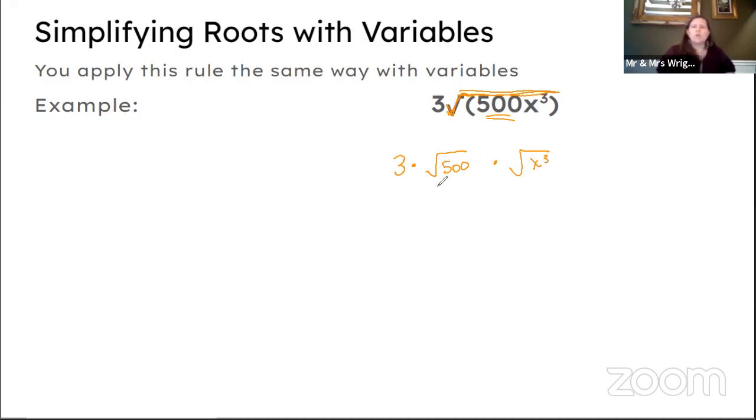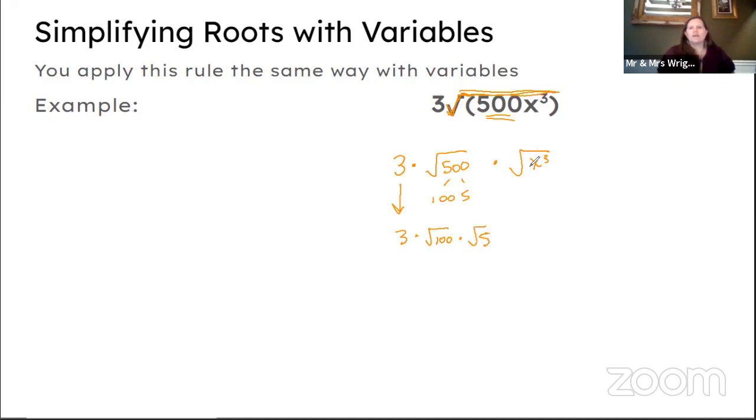So this allows me to separate it into more manageable pieces. We just did the square root of 500. I happen to know that that breaks out into 10 root 5. So my 3 is just going to come on back down, stay exactly where it is. And then I'm going to do the square root of 100 times the square root of 5.